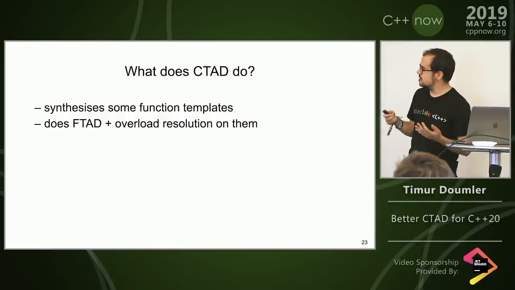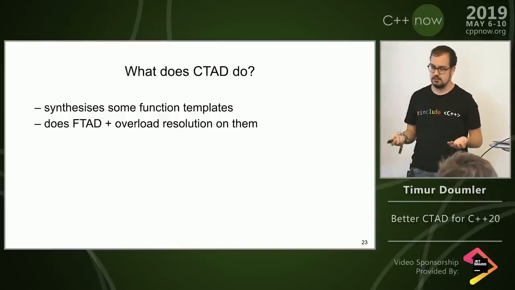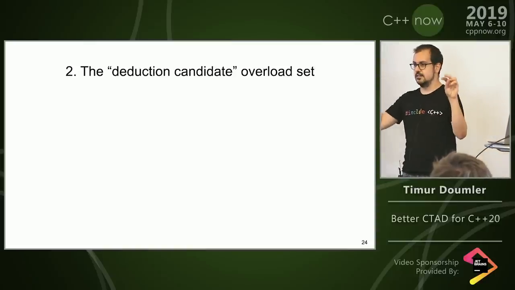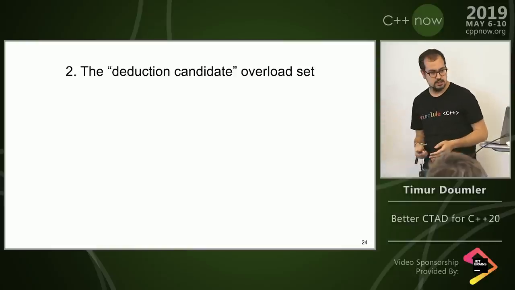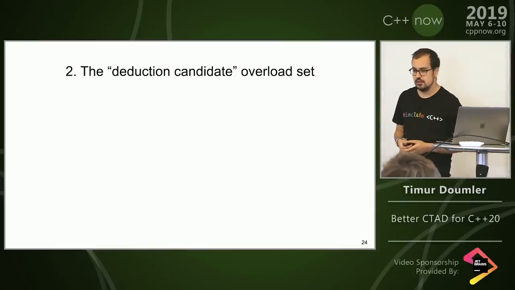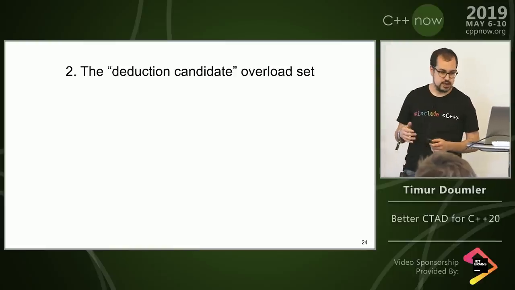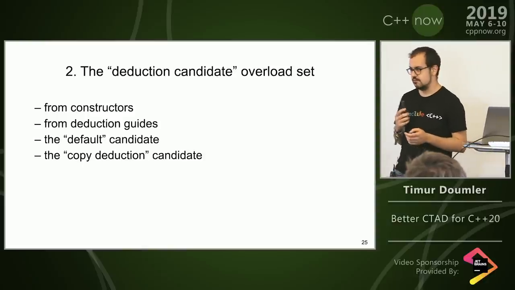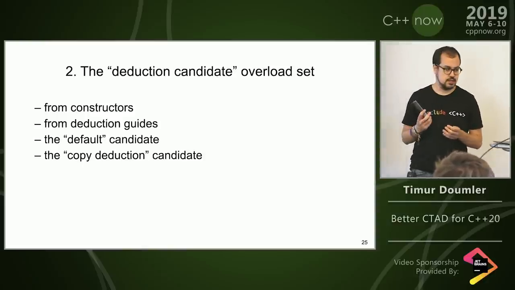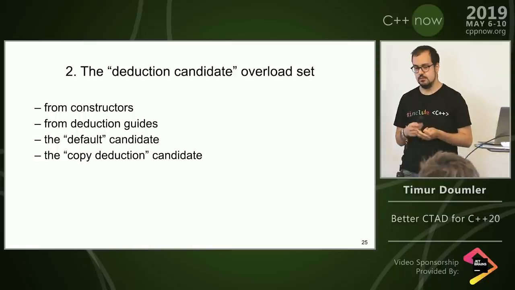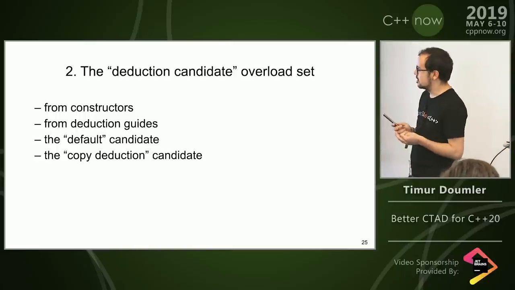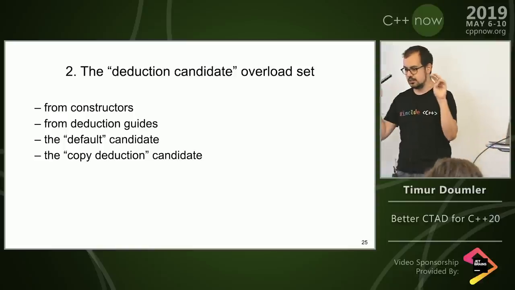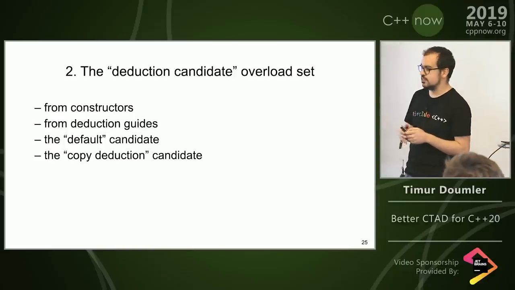So what is the set of synthesized function templates? It's this overload set of deduction candidates. And these are functions that don't exist. They're made up by your compiler. And the compiler synthesizes them from four different sources. It synthesizes a bunch of functions from constructors. It synthesizes a bunch of functions from deduction guides, if you have them. And then it synthesizes this default candidate under certain conditions, and then it synthesizes the copy deduction candidate. We're going to talk about all of these.